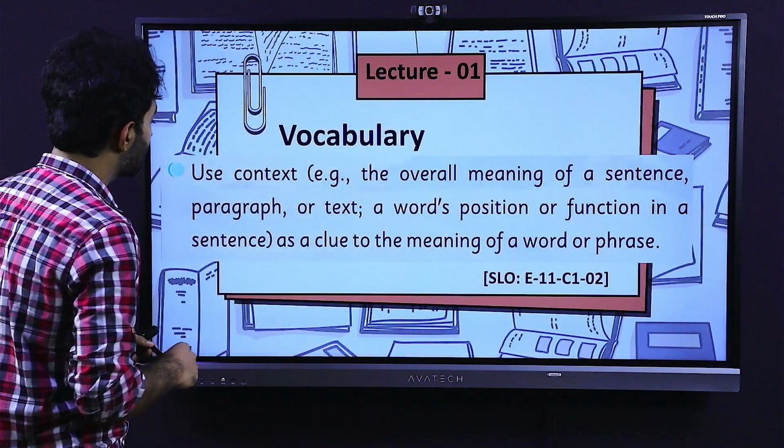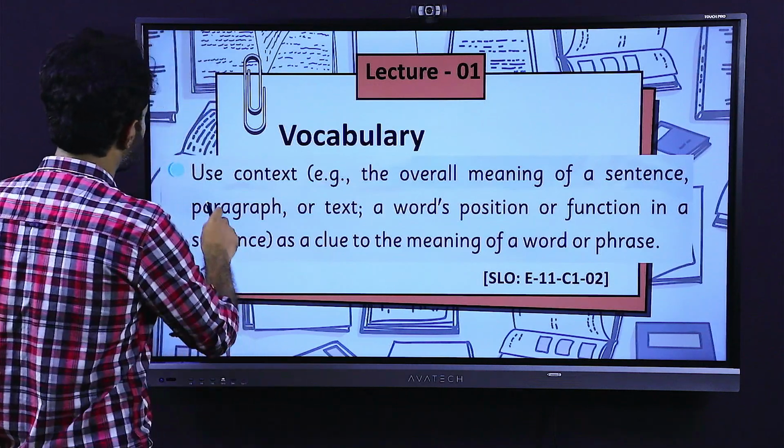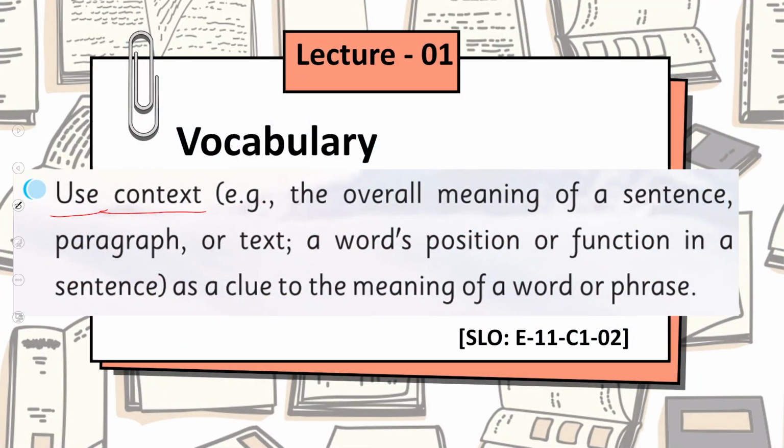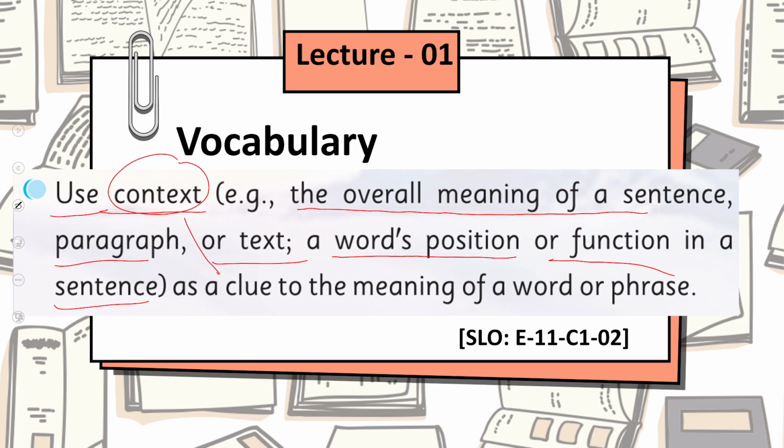So this students learning outcome says use context. Where can we see the context? The overall meaning of a sentence, paragraph or text, a word's position or function in a sentence. And we are going to use context as a clue or a hint to the meaning of a word or phrase which we are not familiar with.